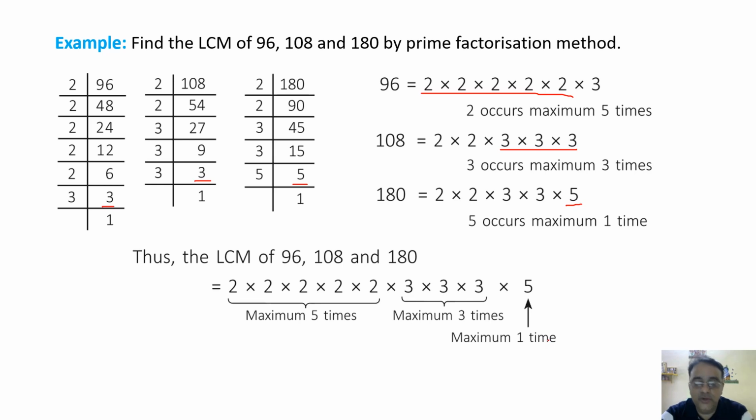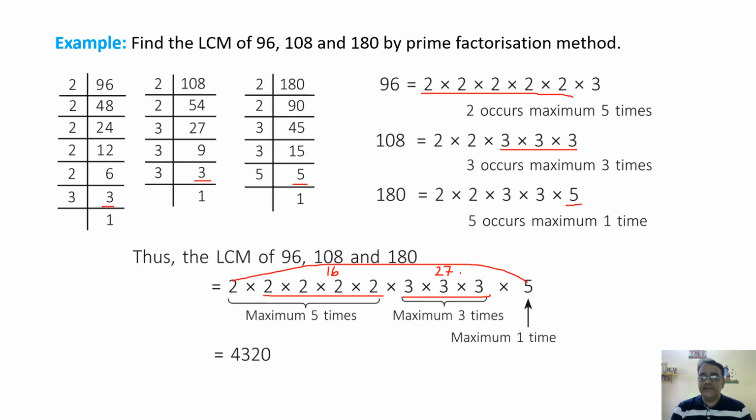Now, how will you multiply these? See carefully. First I will multiply 2 into 5, 10. And this is 16 and this one is 27. So 27 into 16 you have to find and you will get 432. So 432 into 10 is 4320. So this is the required answer.